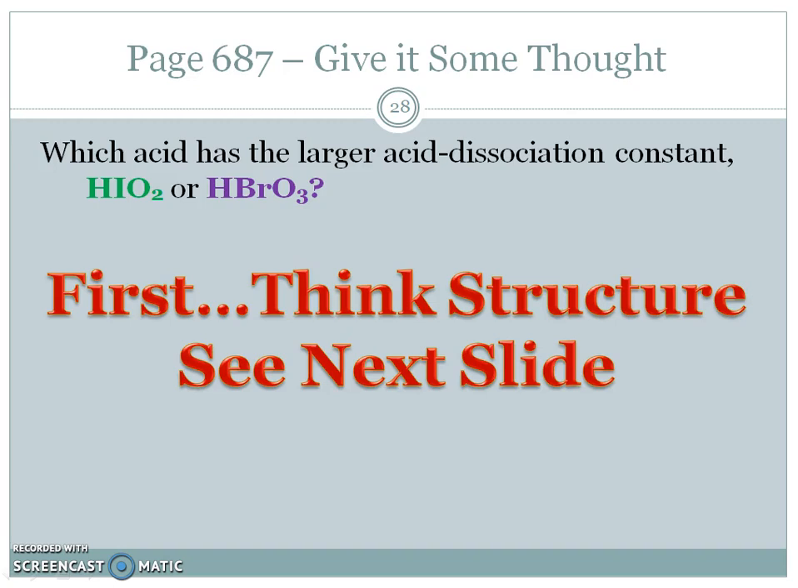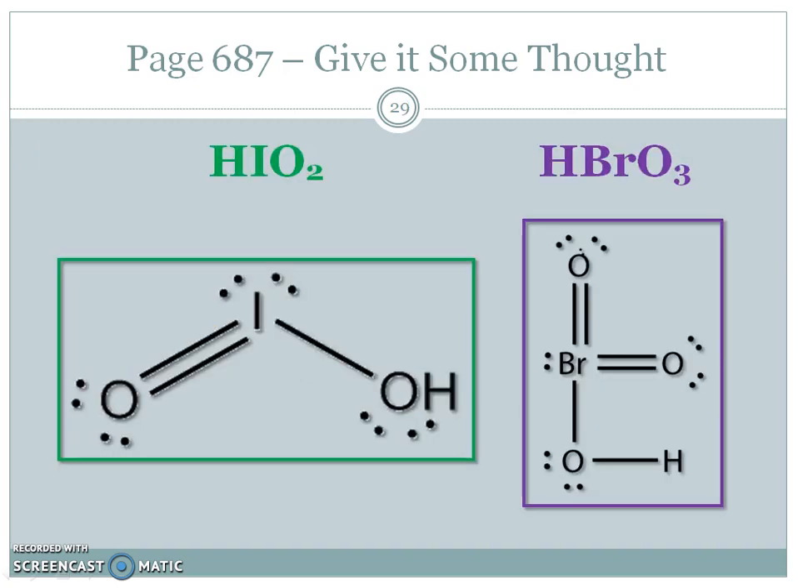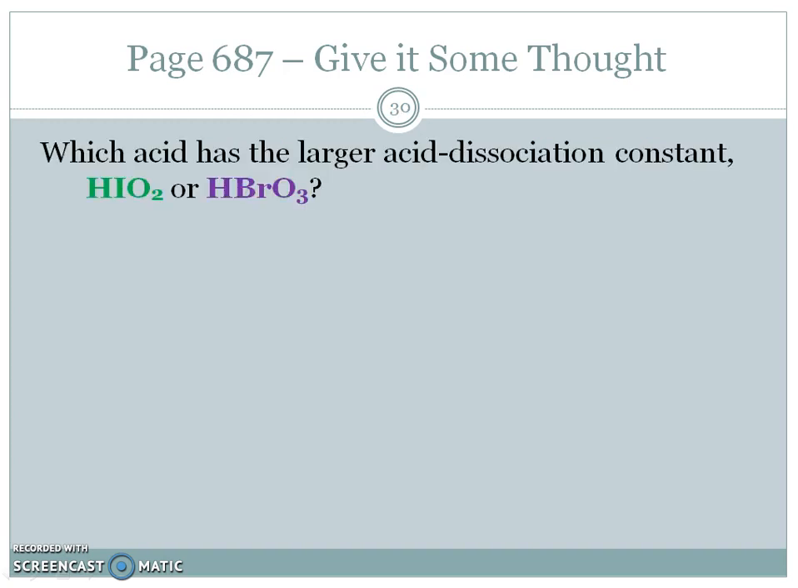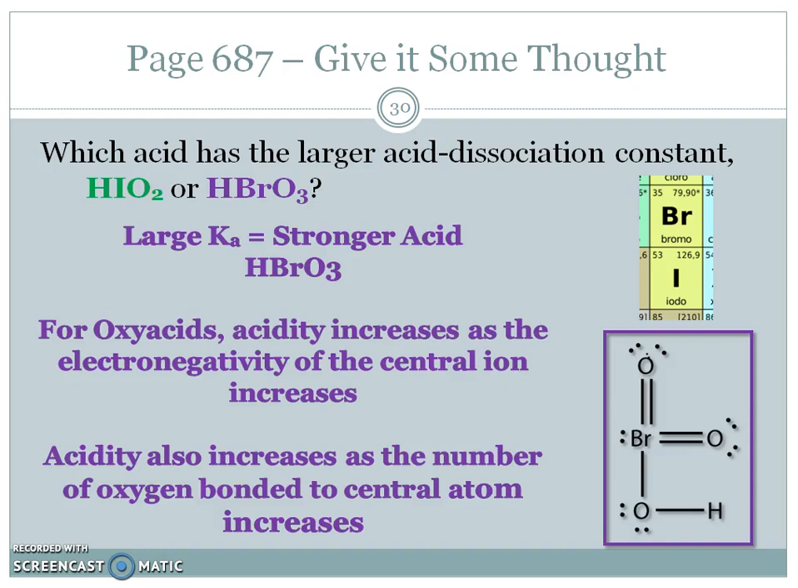So again, give it some thought. Think about the structures. Can you put the structures together? Did you come up with something like that? Now, does the question make a little bit more sense? Again, which acid has a large acid dissociation constant? Again, think about that periodic table. And hopefully you got that as an answer. Again, read over that information.